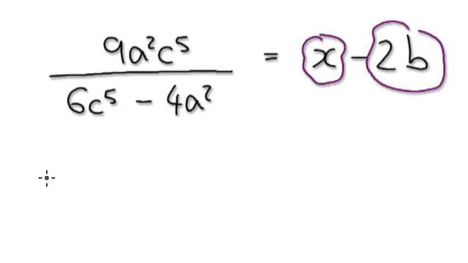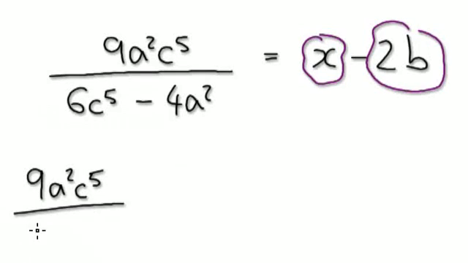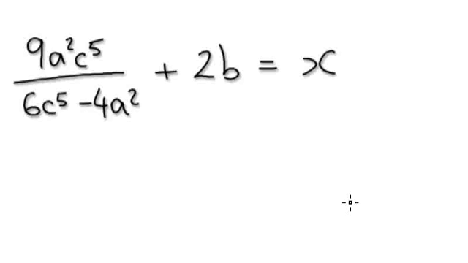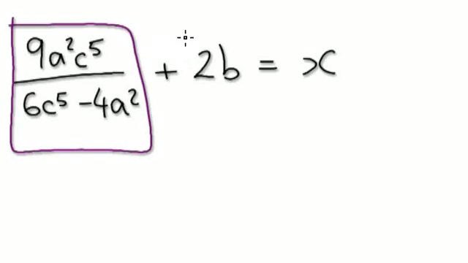So it will be this, 9a squared c to the power 5 over 6c to the power 5 minus 4a squared, and then add 2b equals x. Okay, so you're pretty much done now. Let's just leave it as this. Normally, I would ask you to merge the two. Oh, okay. Let's do it.